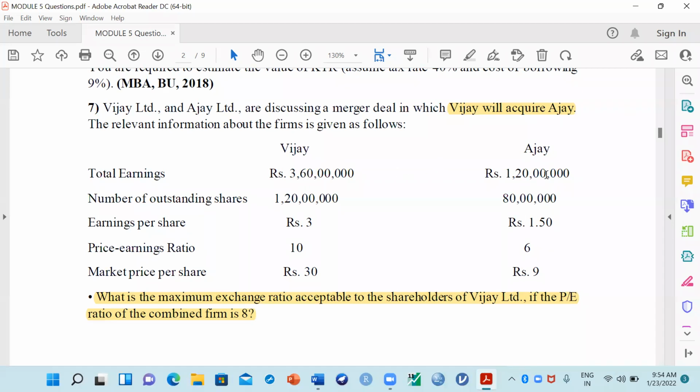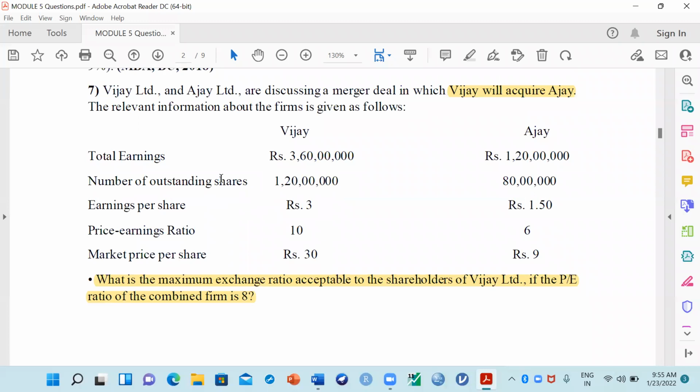So to make it very simple, because the calculation will become complicated, I will cancel all the zeros of Vijay's and Ajay's also. The total earning of Vijay will be 36 and the total earning of Ajay will be 12. As of now, we'll keep the calculation simple. And here, the number of outstanding shares, I can take 12, and here I can take 8. I'll just cancel all these zeros. That is the only first concern for me over here.